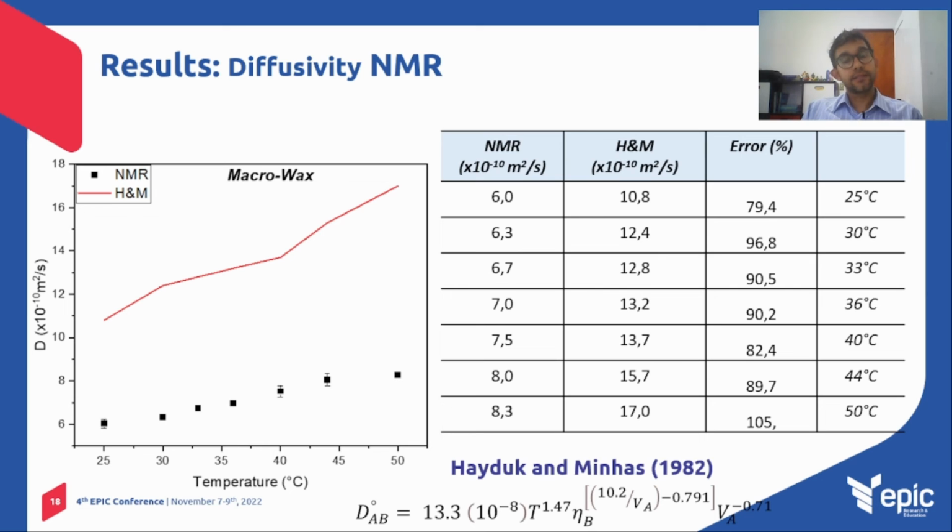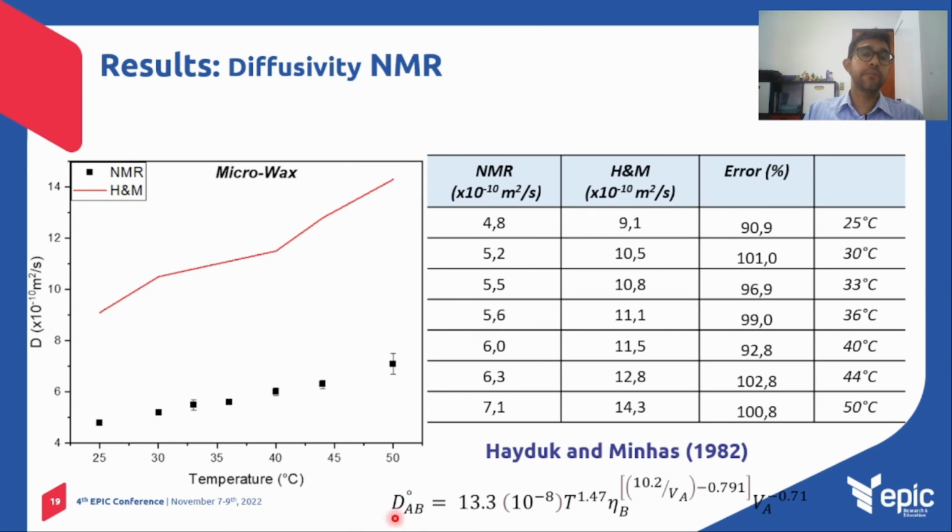We also measured the diffusivity for the macro wax, the macro paraffin, and we have again the same behavior that we observed in the other solutes used here. Again, the range of the error is almost the same. The same behavior was observed in the micro wax, sorry, and the range of the error in this case increased a little bit.